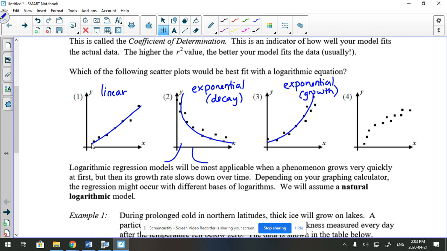To go back to your very first lesson on logarithmic functions, we talked briefly about how they look when you graph them. When you see this one here, you can see it's a curve like this. This is a logarithmic curve. It shoots up really fast and then it starts to level off. That's a classic logarithmic regression.